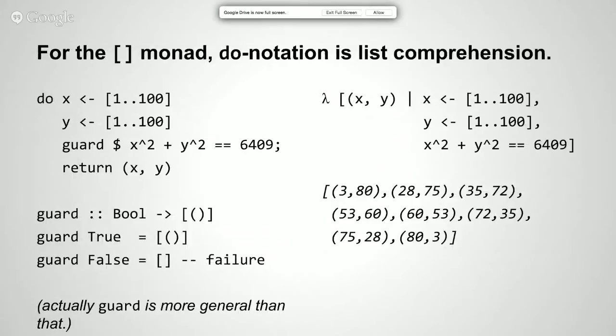So yeah, you could do the list comprehension, which is what's on the right. That, I believe, is translated into the version on the left, which has the guard. I'm not sure, but I believe that's what actually happens.